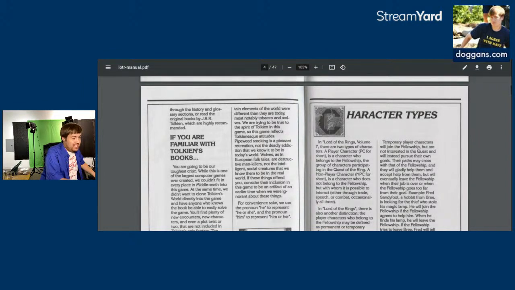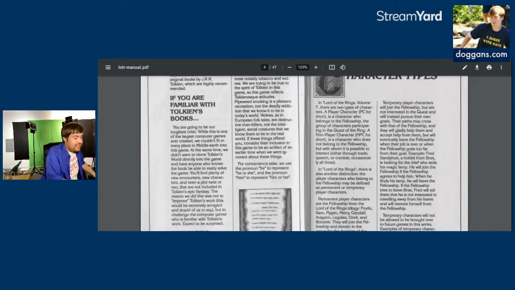And then, for convenience's sake, we use the pronoun he to represent he or she, and the pronoun him to represent him or her. So at the end of the disclaimer about acknowledging that not everything in the game is progressive, they just are completely oblivious to the option of using the singular they, I suppose.